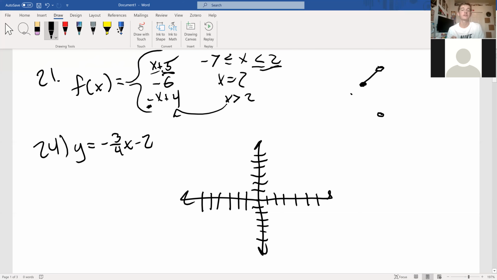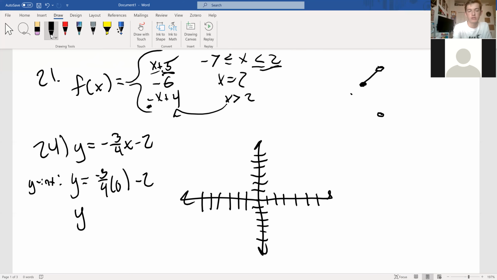All right, so whenever I'm graphing something, the first thing I always do is find the y-intercept. How I do that is by plugging in 0 for x. Or you could just observe that the constant's negative 2. But if you do plug in 0 for x, you get y equals negative 3 over 4 times 0, minus 2. Anything times 0 equals 0, so you get y equals negative 2. So that tells me that it crosses right here.